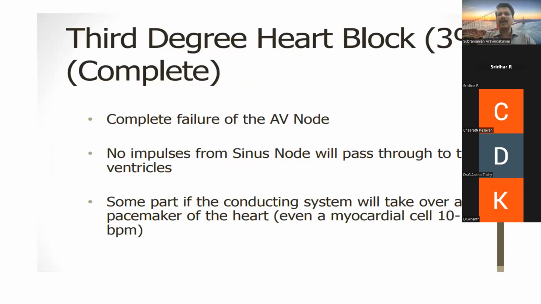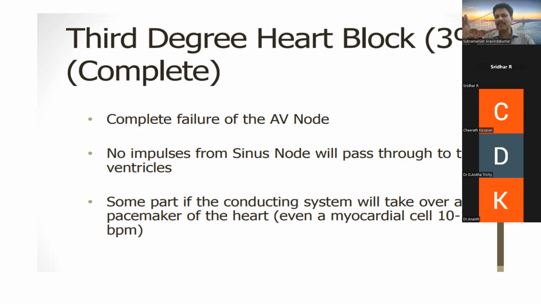In third degree heart block, it means complete heart block. The atrium is conducting completely, the P wave is normal, but the ventricle is not able to get the impulse from the atrium because the AV node or the bundle of His is failing to conduct. It is not working well. So there is complete failure of the AV node. No impulses from the sinus node will pass through to the ventricle, and some part of the conduction system will take over as the pacemaker of the heart.